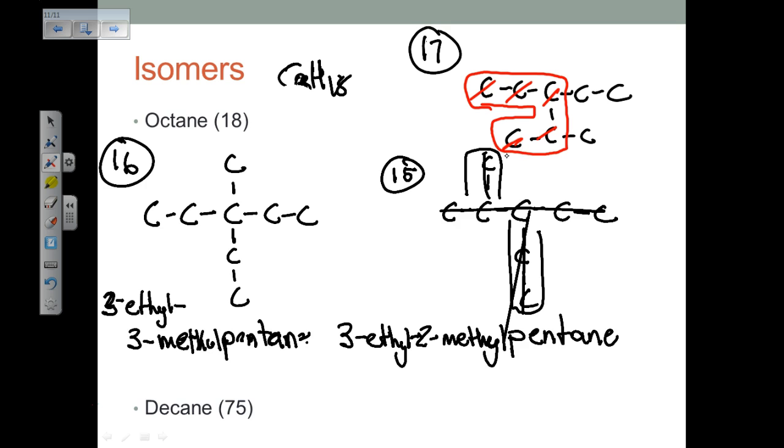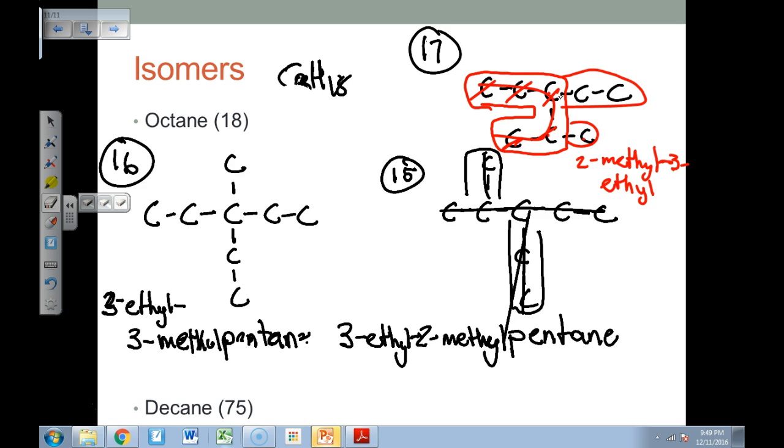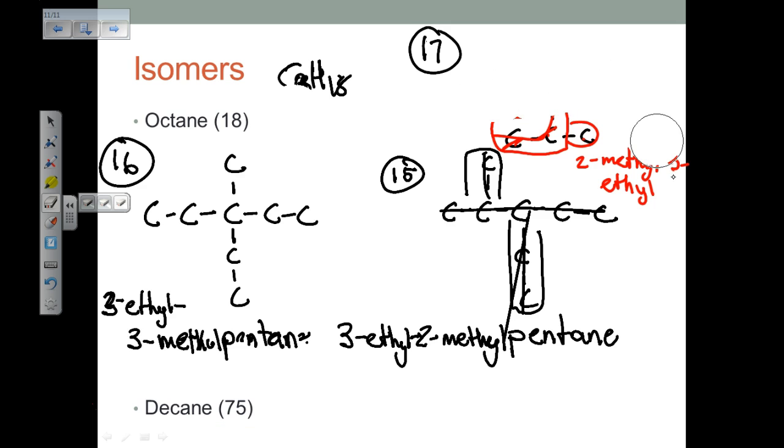And then again, we want the lowest total, and when you add up the numbers, they get the same. So this is going to be 2-methyl, 3-ethyl, pentane. Because there's the ethyl group, there's the methyl group. And isn't that this same exact thing? Again, there's an order that these go in. So that can't be the one that we're talking about here.